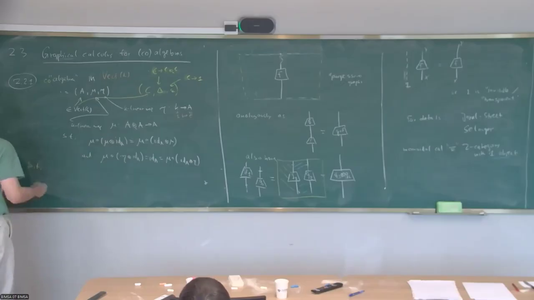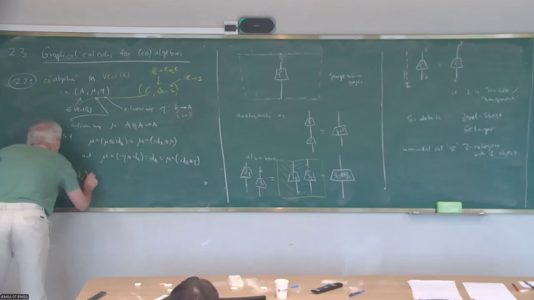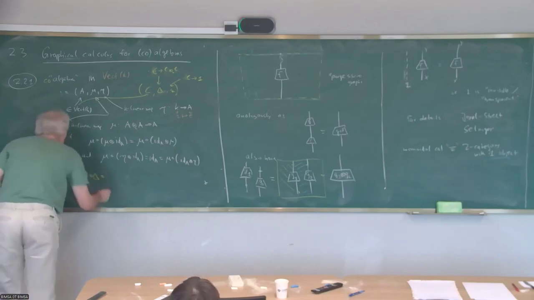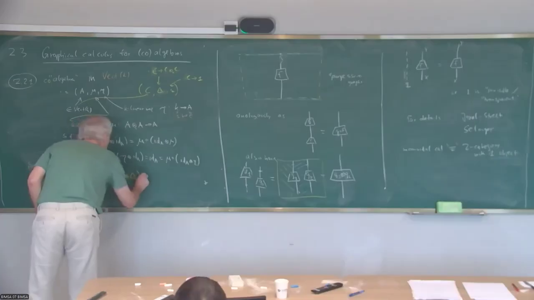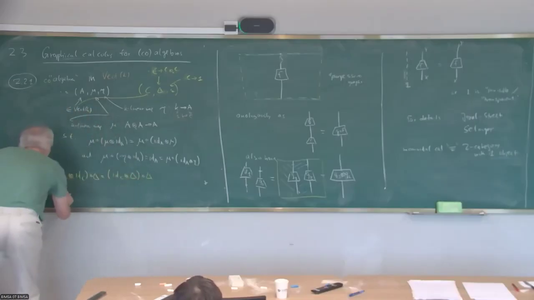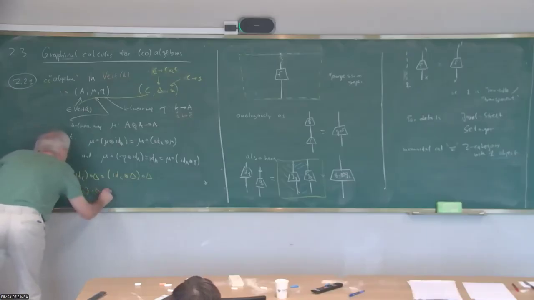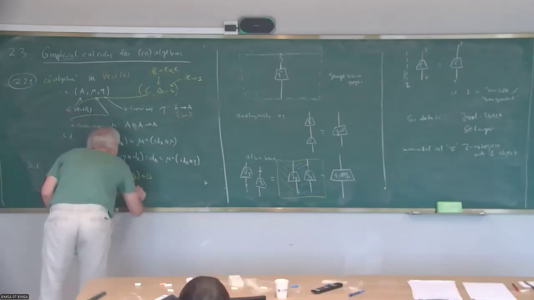Namely co-associativity, saying that delta tensor with the identity on C composed with delta is the same as identity tensor delta composed with delta, and epsilon tensor identity on C after delta is the same as the identity. This is the same as identity tensor epsilon.